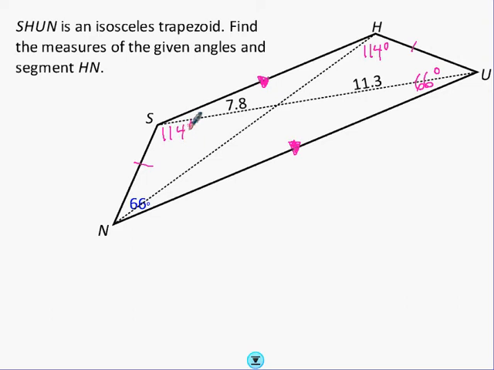So that's simple enough. Now we have to find the length of segment HM. Well, again, because this is an isosceles trapezoid, our diagonals are congruent. So that means HN is equal to SU. Doing a little bit of arithmetic here, SU is going to be equal to 19.1, and that is also the length of HN. Straightforward.